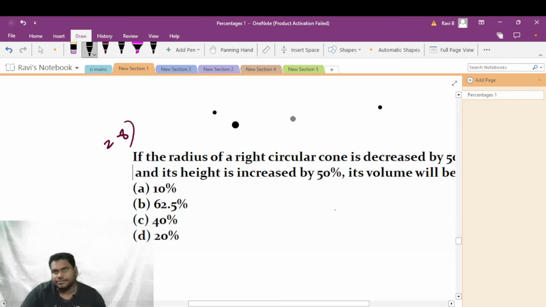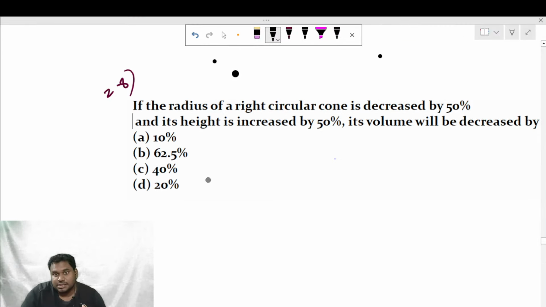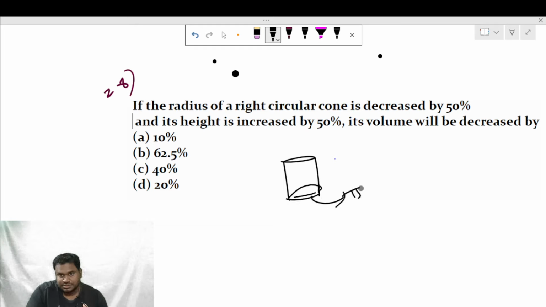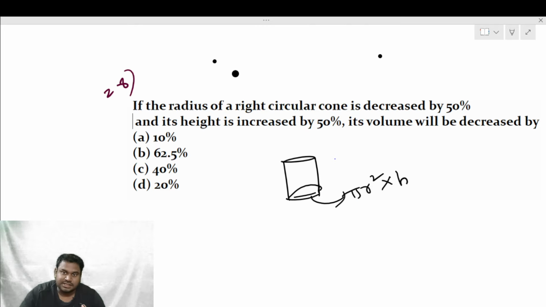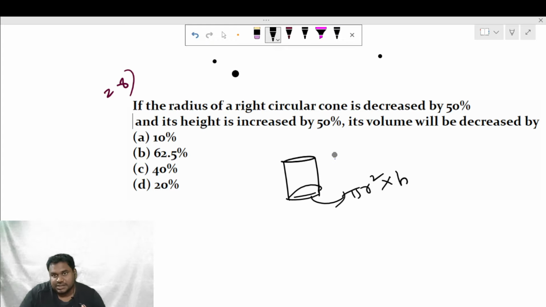So far we have discussed three parts of percentages, and now we are discussing the fourth part, the 28th question. It is about the right circular cone. A right circular cone will look like this. At the bottom it will be the area of a circle, and if you multiply that area of the circle with its height, you will get the volume of that particular cone.